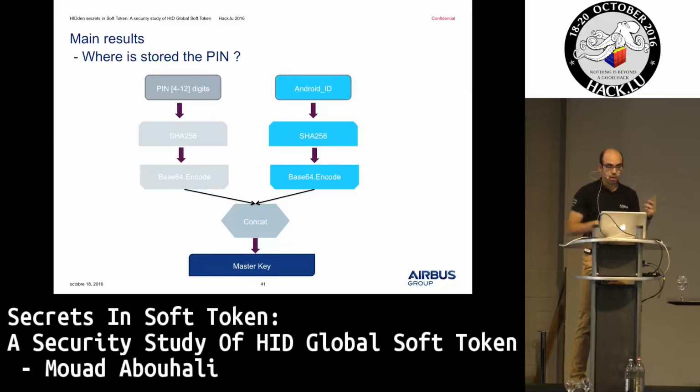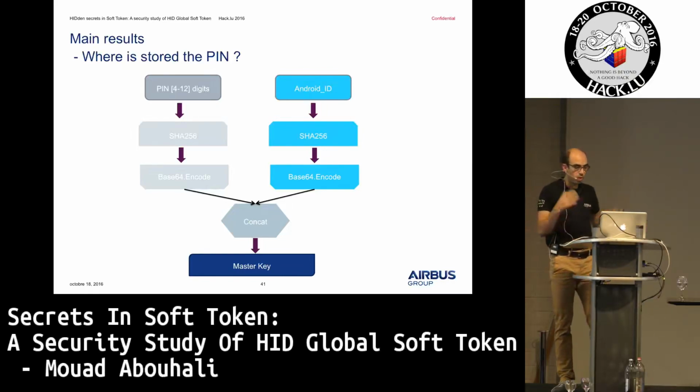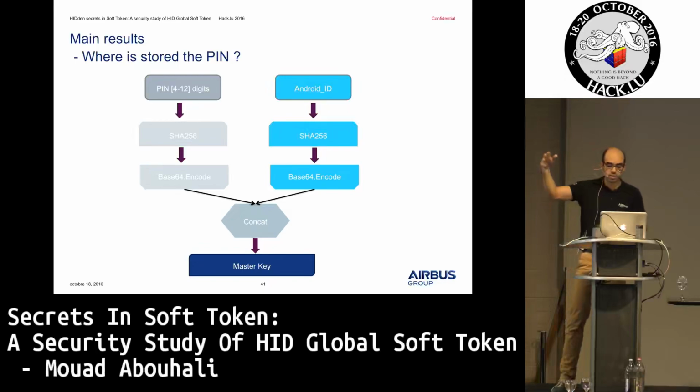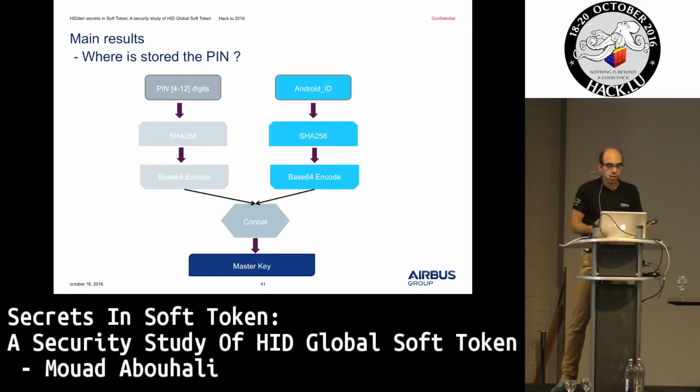So here we can start to ask ourselves, where is the PIN? Because as I told you at the beginning, when the user ends the enrollment process, he should protect all the information using a PIN. So where is the PIN in all this stuff? Yes, the PIN is used here to generate the master key.